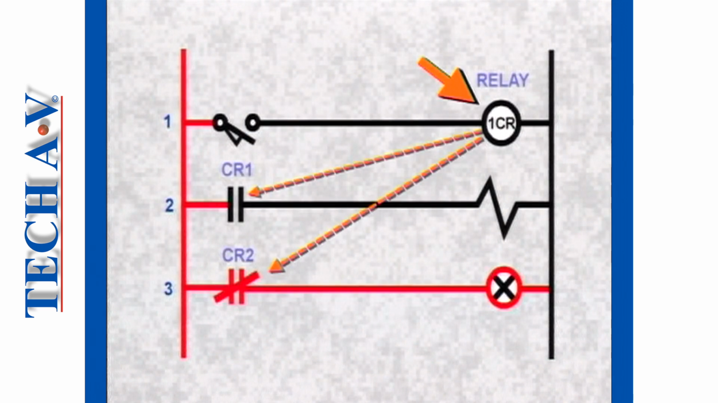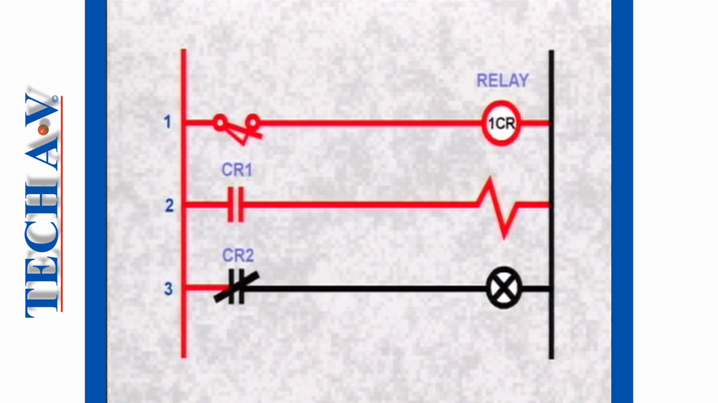This is how a relay is represented on the ladder diagram, showing the coil and contacts. When the coil is energized, the contacts change state, passing power to other circuits.